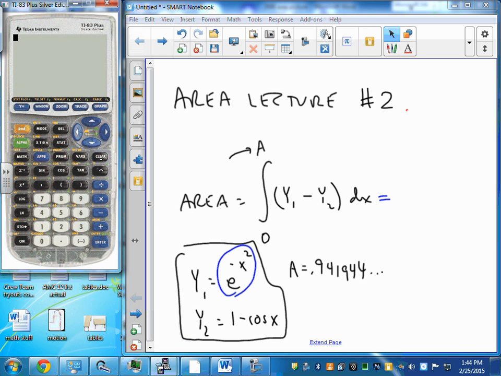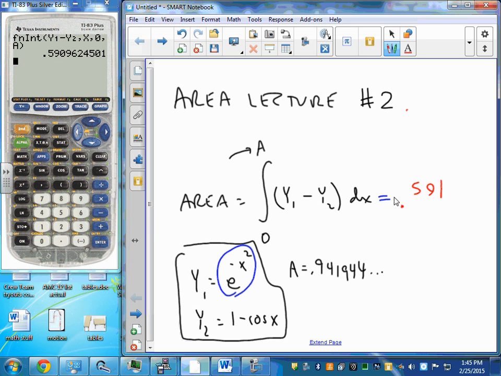So we've got math 9, the integrand. We had y1: vars, y vars, function y1. Take away the second one: vars, y vars, function y2. That's our integrand. Our variable is x. We're running from 0 out to a, right? And that's the answer.